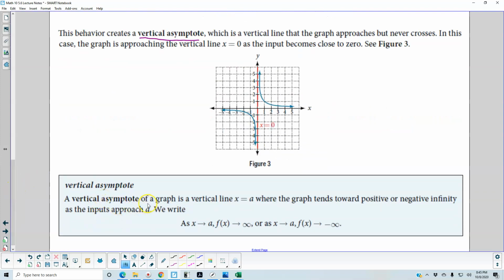So a vertical asymptote of a graph is a vertical line x equals a where the graph tends toward positive or negative infinity as the inputs approach a. And we write this as: as x approaches a, the function approaches positive infinity, or as x approaches the value of a, f of x approaches negative infinity.